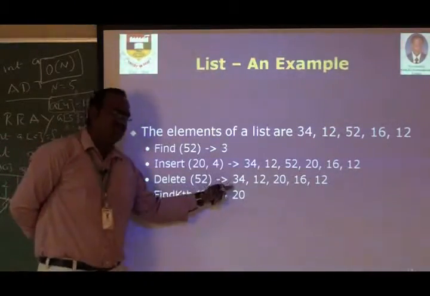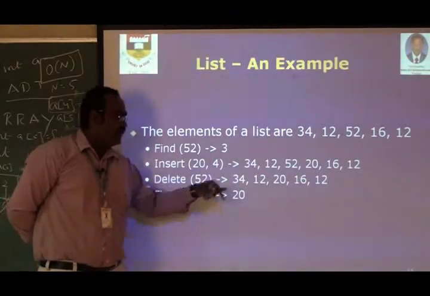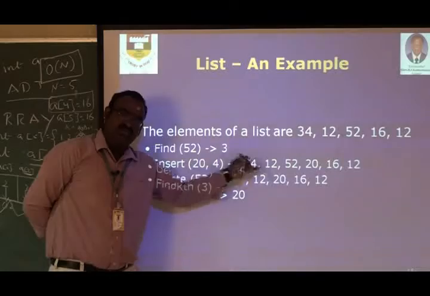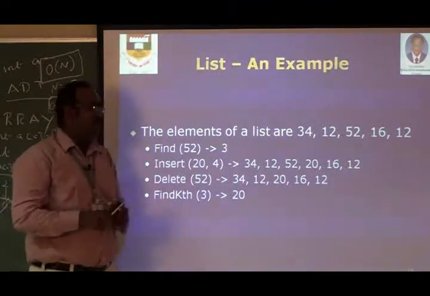The first one is checking from the linear. So the first element is checked: 34 and 52, it's not equal. Then 12, it's not equal. Then 52, so now it's matched. So now we are going to be deleting the element 52.